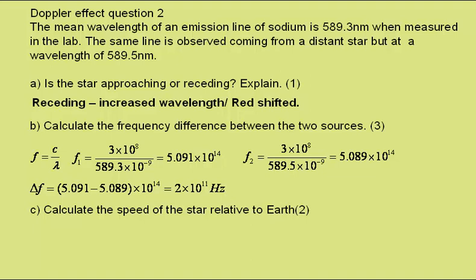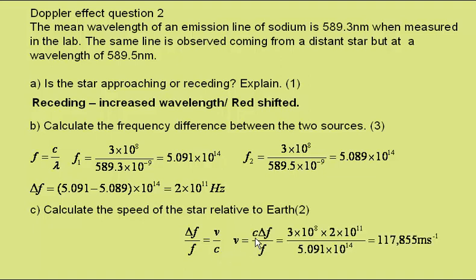Part C, calculate the speed of the star relative to Earth, for 2 marks. Well, the datasheet gives us the equation we need of change in frequency divided by stationary frequency is equal to speed of object emitting the light divided by the speed of light in a vacuum. This applies as long as the speed is much less than the speed of light, which it will be in this case. Rearranging for v, it equals the speed of light times the change in frequency over the actual frequency.